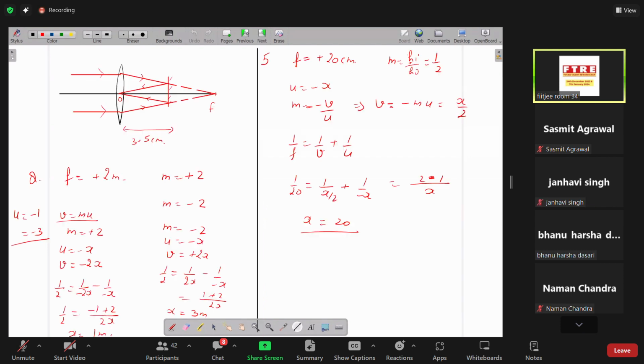Have we made any mistake? Let's see, let's check once. It is given magnification is 1/2. Object distance is -x. And m is equal to -v by u, so v is equal to -mu. Minus minus plus, x/2 came. So I put the value here, 1/20 equals 1/v plus 1/u. That is 2/x plus 1/-x, my formula. So 2 minus 1 upon x. Ma'am, it is correct, it is 20. So there is no calculation error.